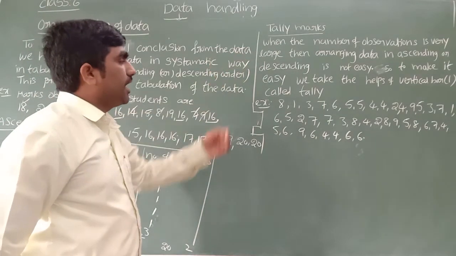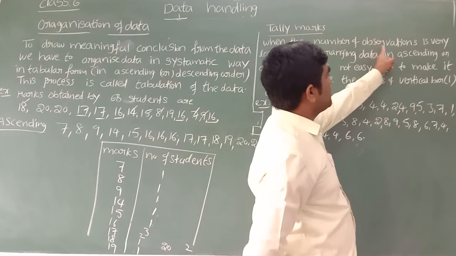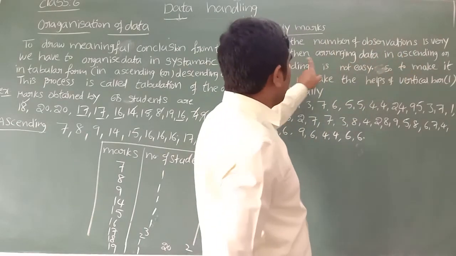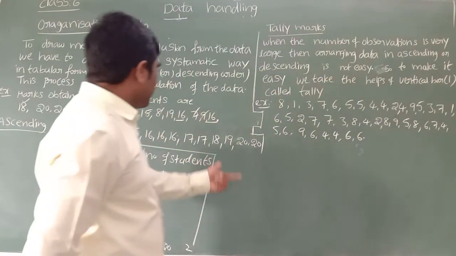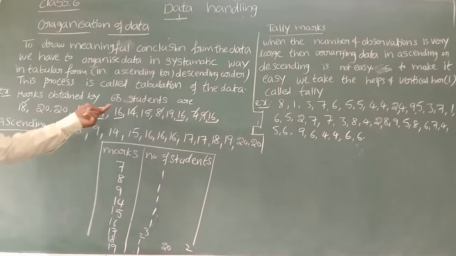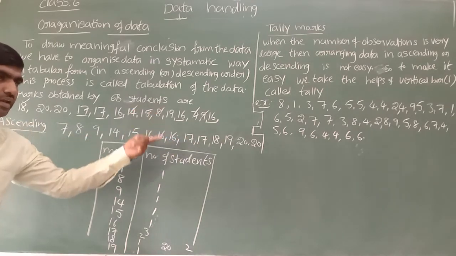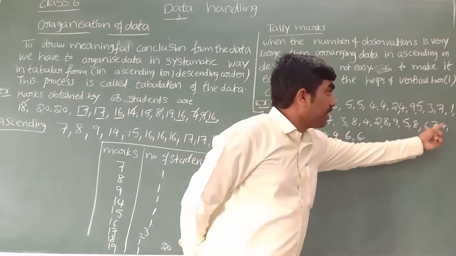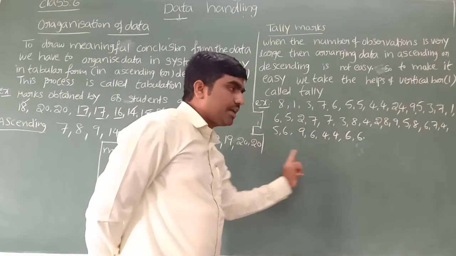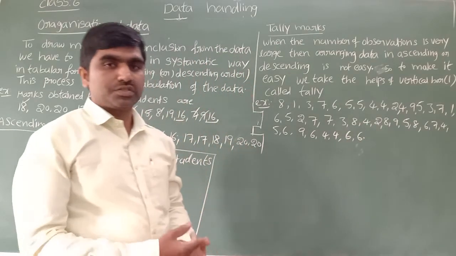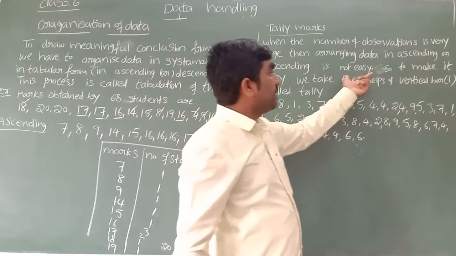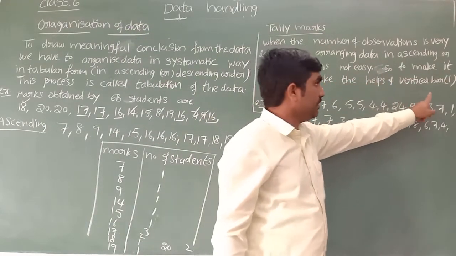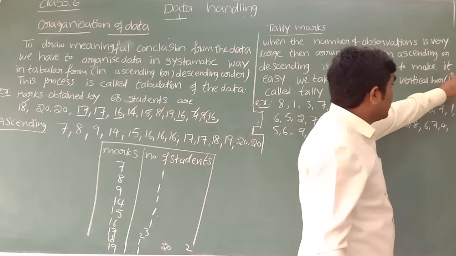Let's see what is meant by tally marks. When the number of observations is very large, arranging the data in ascending or descending order is not easy. Here we have only some observations, so I wrote them in ascending order, then in tabular form. But if more observations are there, first we need to write in ascending order, then again in tabular form. So it is not easy. Then how can I make it easy? To make it easy, we take the help of vertical bars.